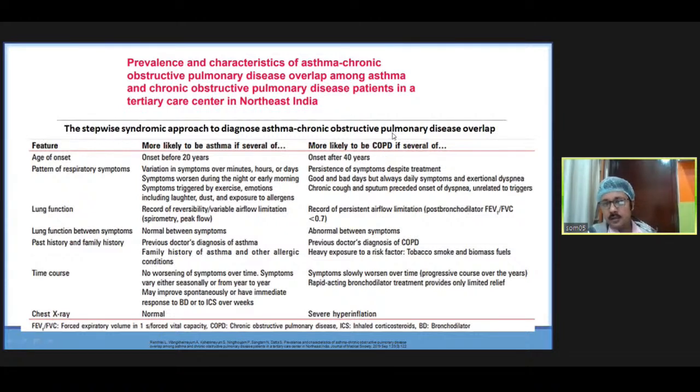Now the COPD: usually the age of onset is more than 40 years. There is persistence of symptoms despite treatment, with good and bad days, but the patient is always symptomatic.